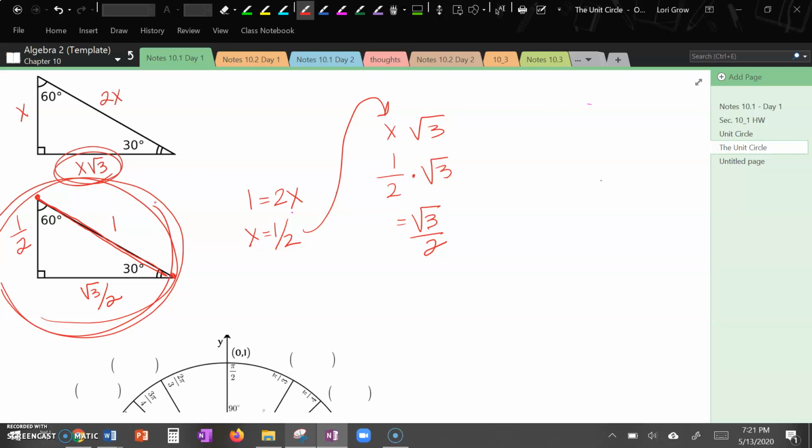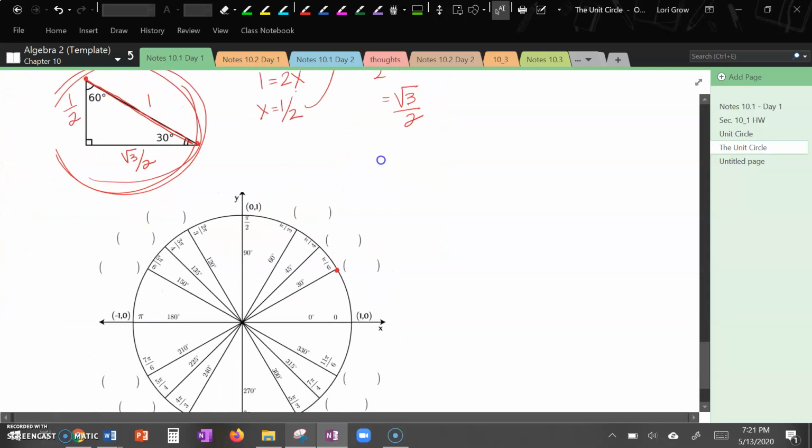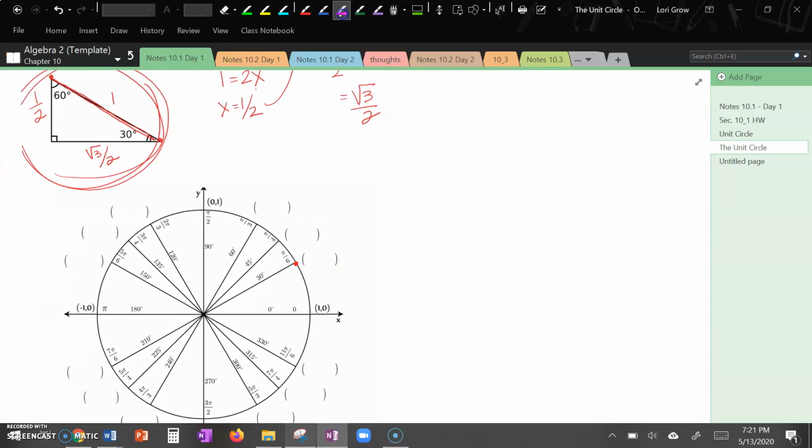Now, these triangles show up in the unit circle, as I was mentioning. So let's look at the 45-degree triangle first. If I were to draw a 45, 45, 90 triangle, I could put one in right here.